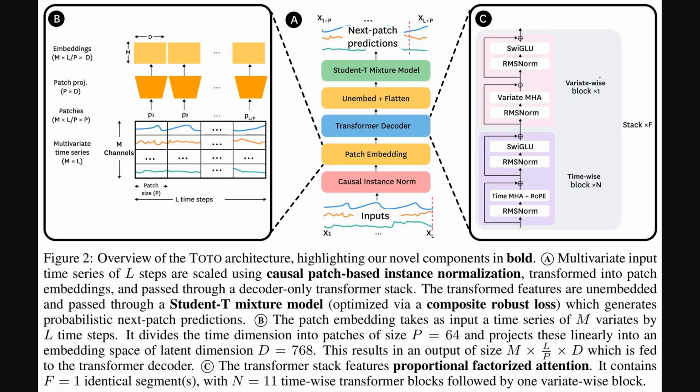Okay, so this gives us a more detailed schematic of the TOTO architecture we just broadly discussed. Panel A here shows the input multivariate time series first undergoing that causal patch-based instance normalization. Then it's transformed into patch embeddings, which means the series is broken into smaller segments or patches, and these are turned into representations the model can use. These embeddings are then passed through a transformer decoder stack, then unembedded and flattened, before finally going to the student-T mixture model for predictions. Panel B visually details this patch embedding process. And Panel C shows the transformer stack itself, highlighting what the paper calls proportional factorized attention, with a specific 11:1 ratio of time-wise to variate-wise blocks, to handle both time and variable interactions.